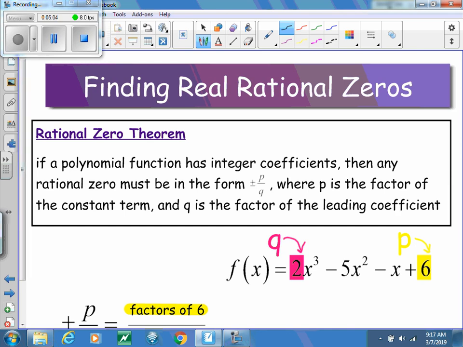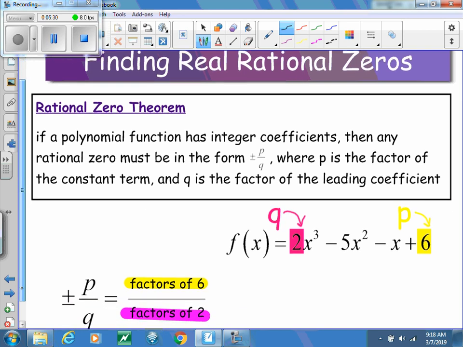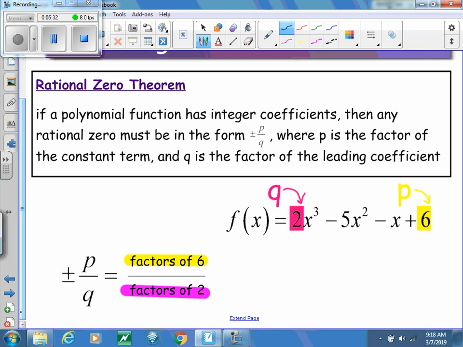What's happening here is as we start looking for rational numbers. A rational number is any number that can be written as a fraction. So 1/2 is a rational number. Well, so is 5, because 5 can be written as 5 over 1. So the rational zero theorem says that if a polynomial has integer coefficients, then any rational zero must be in the form of plus or minus p over q, where p is the factor of the constant term and q is the factor of the leading coefficient.